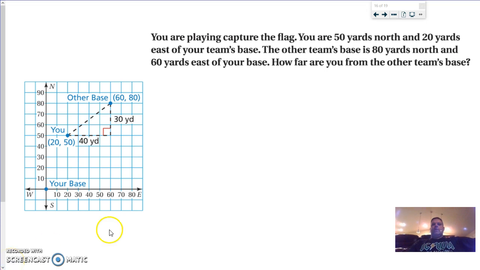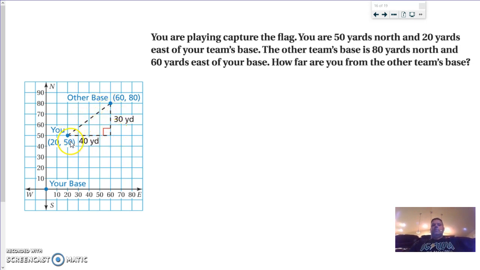You are playing Capture the Flag. You are 50 yards north and 20 yards east of your team's base. Here's your base. 50 north, 20 east. The other team's base is 80 yards north and 60 yards east of your base, as you can see here. How far are you from the other team's base? So we need to be able to find this distance right here between us and the base.